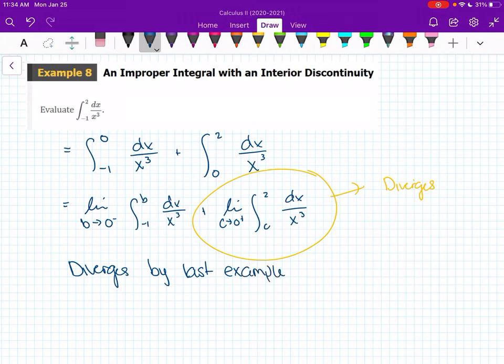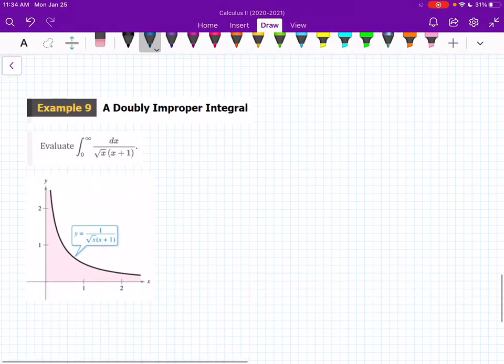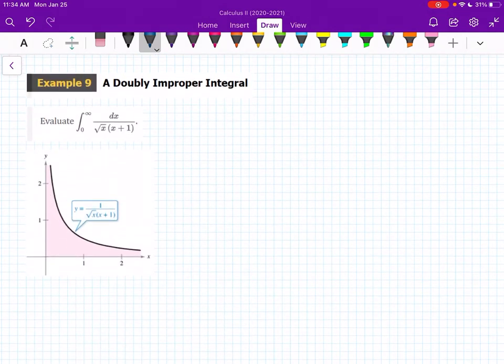So if either of those integrals diverge, then we say the whole thing does. All right. And then our last example here talks about if we have a double improper integral. So here we have a discontinuity in between. We have a discontinuity at 0, and we have a discontinuity at infinity.